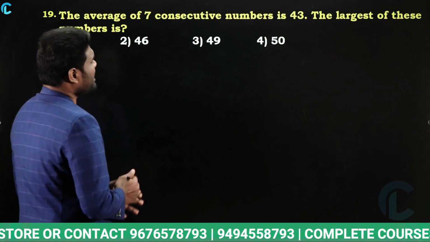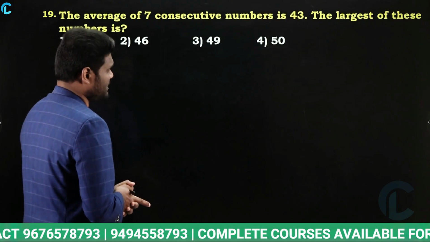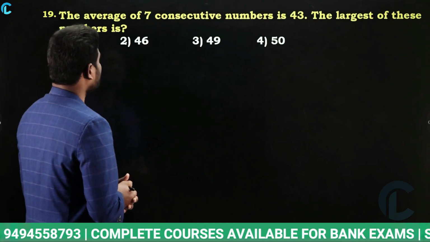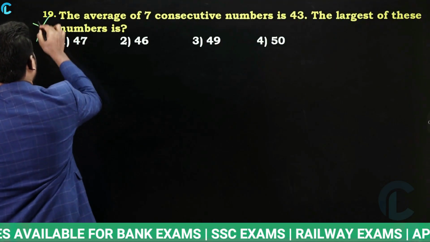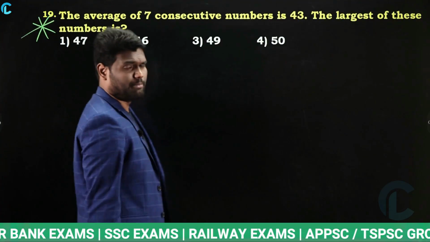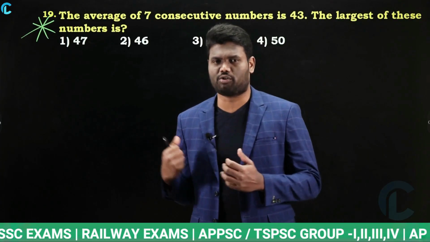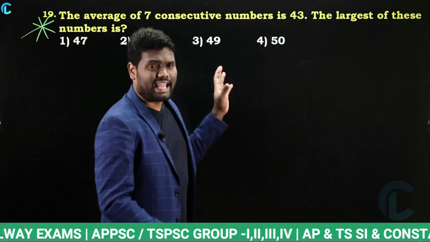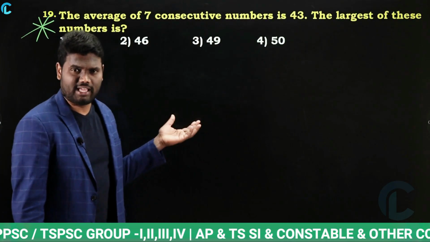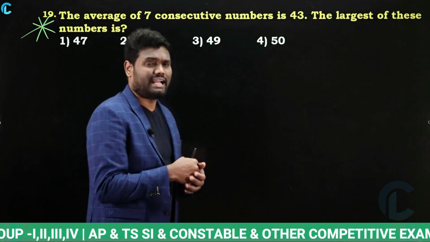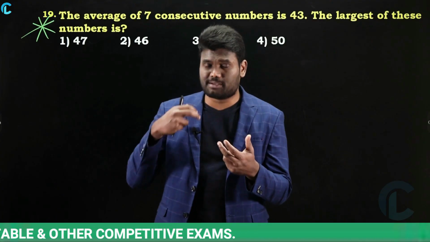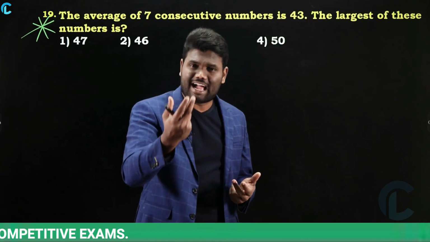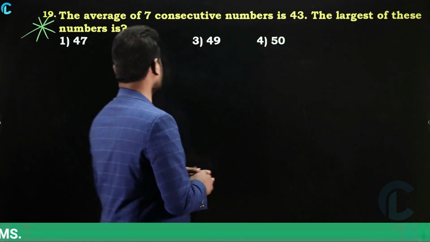The average of 7 consecutive numbers is 43. The largest of these numbers is. Look here, even this pattern of questions is also really important. Very important, this pattern of questions. These are again similar to whatever we have discussed earlier, but the previous questions were direct questions. Now these questions are similar to the concept we have discussed earlier. Okay, so let us look at this.